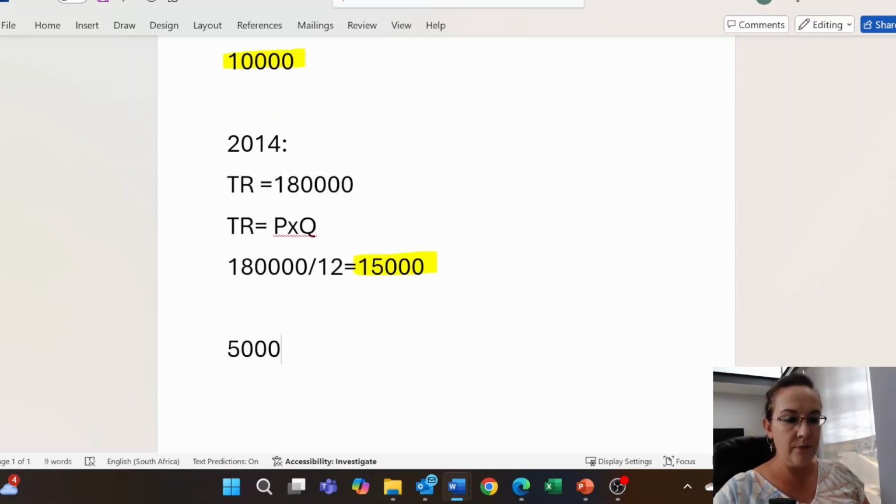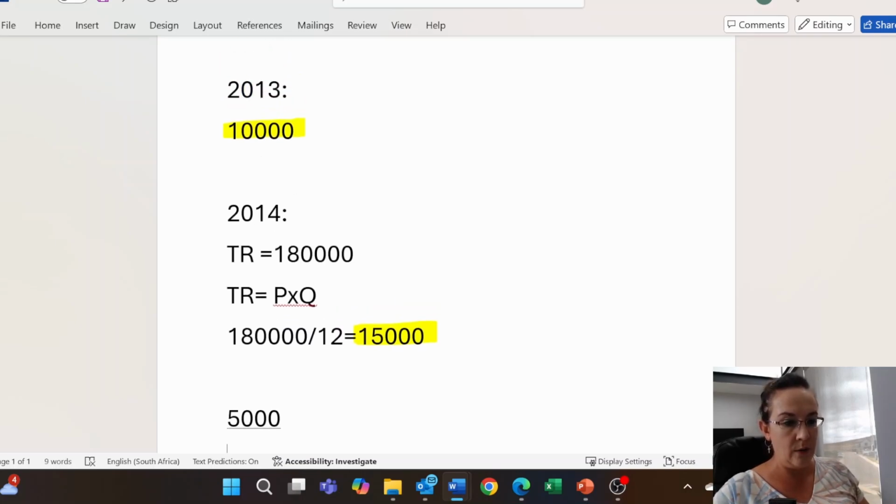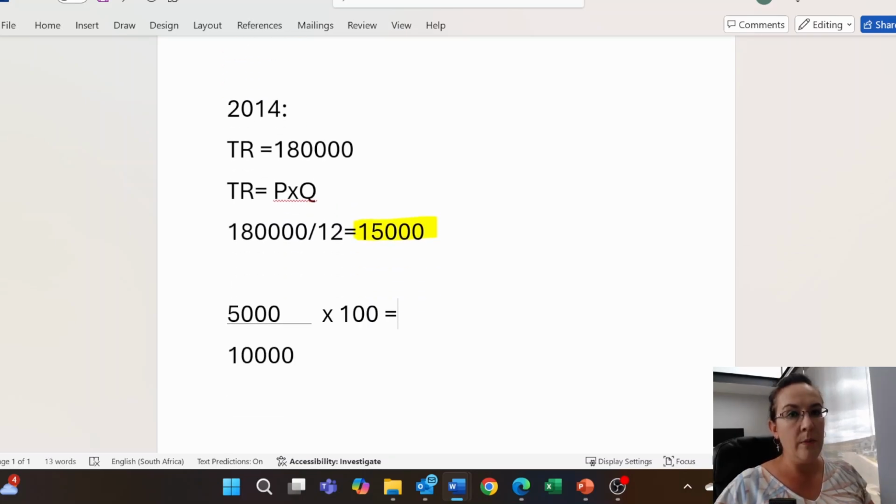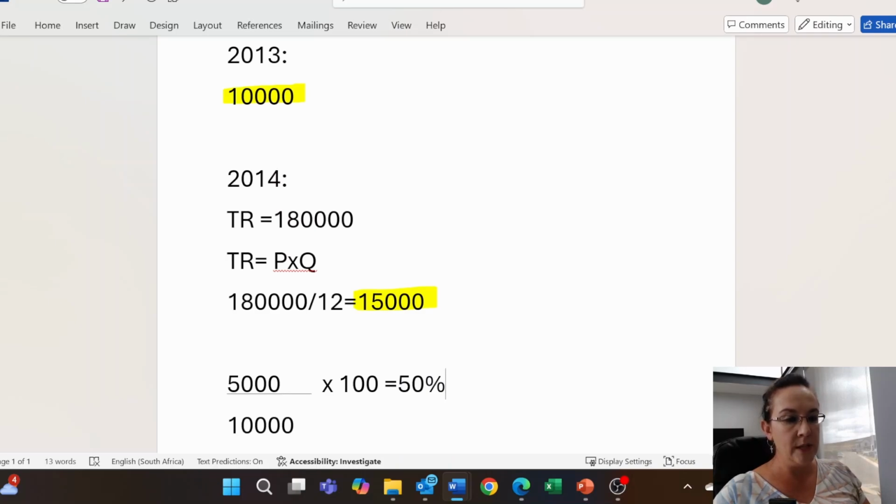I will now take the difference between 15,000 and 10,000 to get 5,000. That I will divide by the original volume in 2013, which was 10,000. I will now multiply by 100, and this will give me a value of 50%. This means that from 2013 to 2014, there has been an increase of 50% in what I've sold. You can see there's a 50% increase from 10,000 to 15,000 in terms of the amounts that we have sold in our business or in Market B.